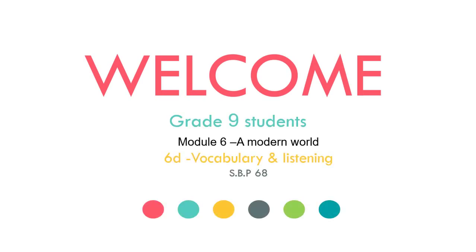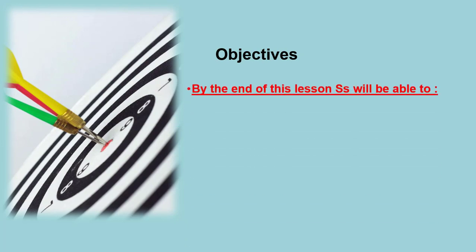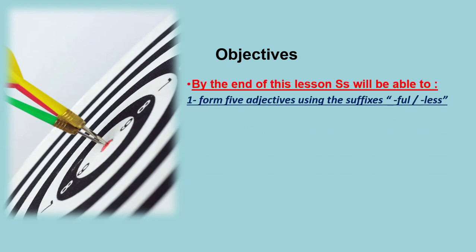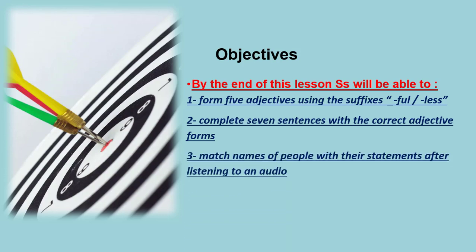Today, inshallah, we are going to talk about Module 6 with the title of A Modern World. Our lesson today is 6D, Vocabulary and Listening, page 68. So, let's get started. Our objectives today are: 1. To form 5 adjectives using the suffix full and less. 2. Complete 7 sentences with the correct adjective forms. 3. Match names of people with their statements after listening to an audio.